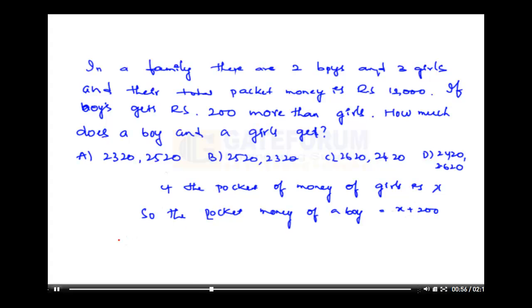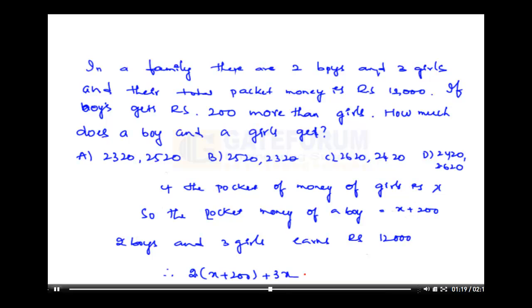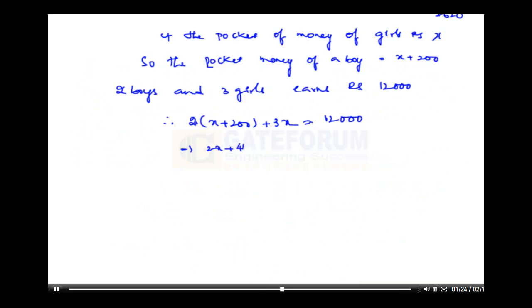Now given 2 boys and 3 girls earn rupees 12,000. Now what we can write here, therefore 2 of boy earns X plus 200 plus girls is 3x. How much totally? 12,000. This is nothing but 2x plus 400 plus 3x is equal to 12,000.